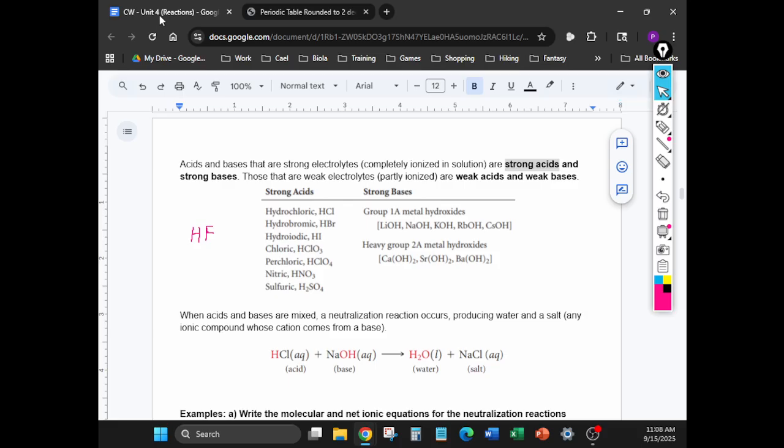Okay, so just keep that in mind. Fun fact: HF is what they used in Breaking Bad to dissolve Crazy Eight's body. Yeah, HF. So this is a weak acid. Just keep that in mind.